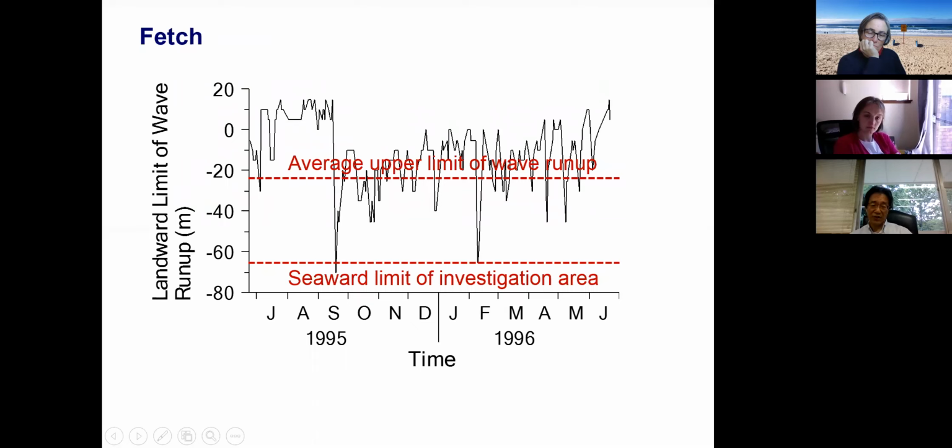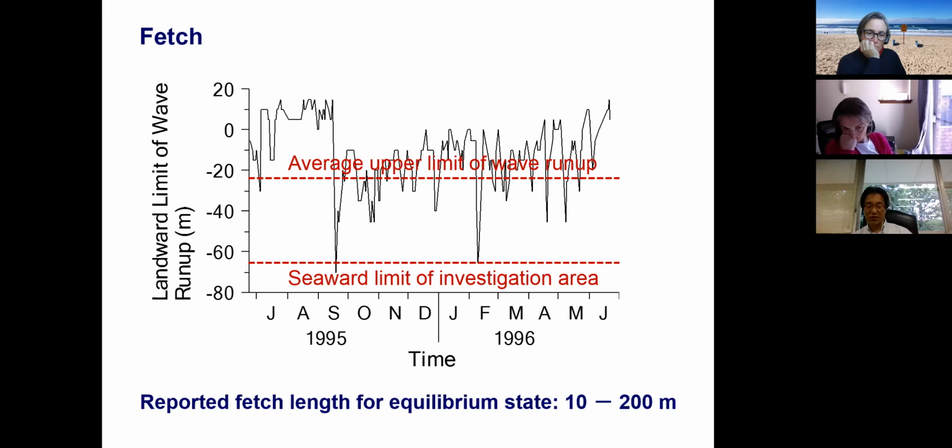As for the fetch length, we did not explicitly consider it in our model. This is because we assume that the aeolian sediment transport rate reached the equilibrium state in our investigation area. The reported fetch lengths in the previous studies ranged from 10 meters to 200 meters, a very wide range.